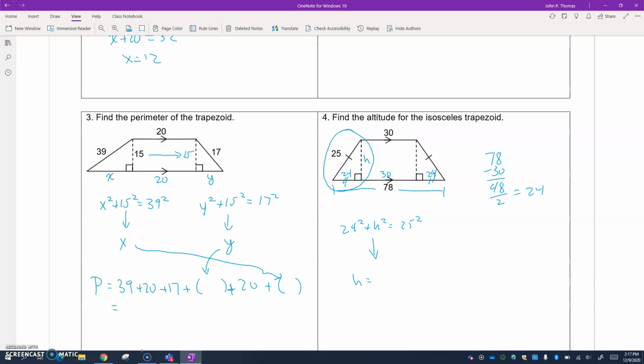All right, so that part takes care of the wrap-up of trapezoid. I'll be back in the second half or the second video with our information on kites.